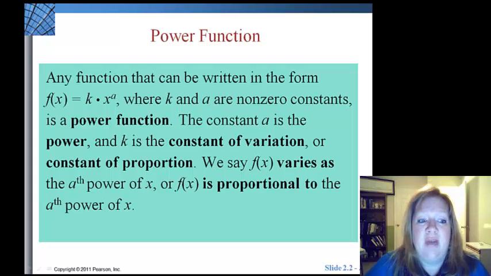So if you have just a number like f of x equals 15, that wouldn't work because your degree on your x would be 0. So k and a have to be non-zero constants. That's a power function. The constant a is the power. That's the power on your x. K is called the constant of variation or the constant of proportion. We say that f of x varies as the 8th power of x, or f of x is proportional to the 8th power of x. That's all meaning the same thing.